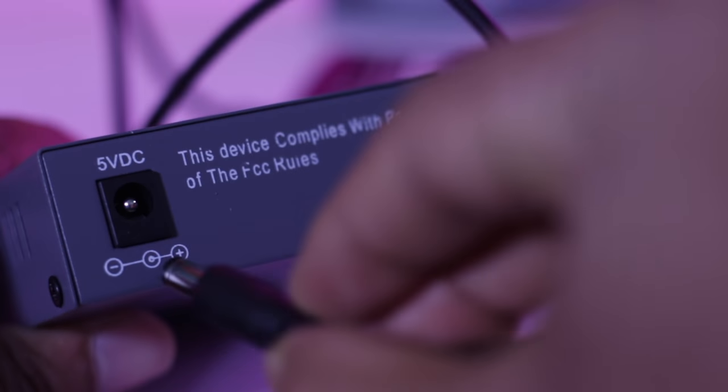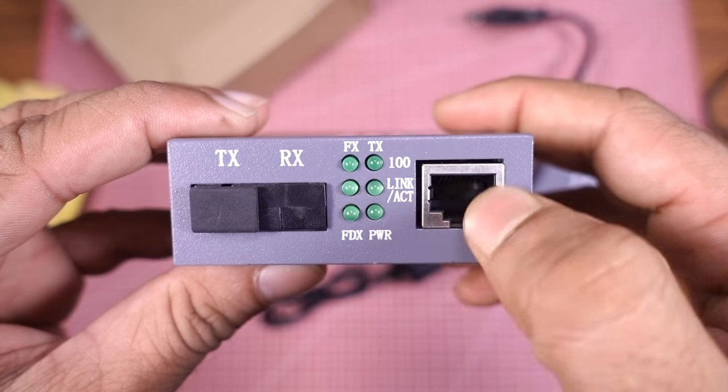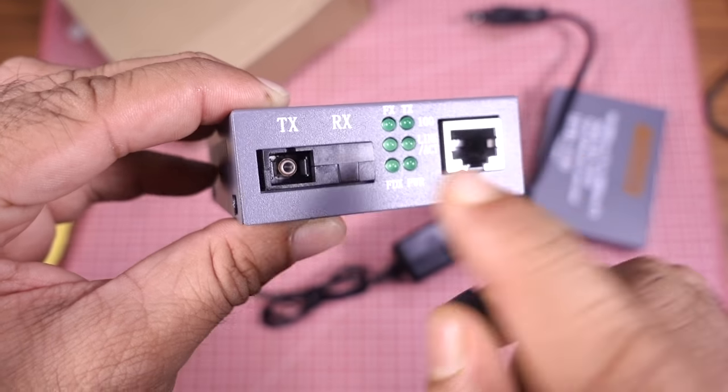On this side we have the DC input, which is 5 volt 2 amps. And on the other side we have the LAN and fiber connectors, also a couple of LEDs for status indication. There is a plastic cover over the fiber input to protect it.